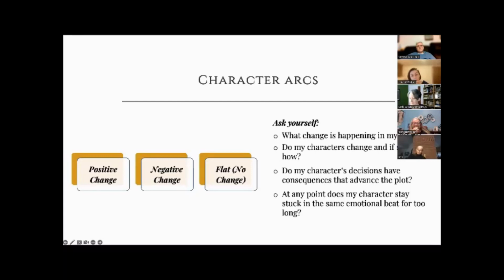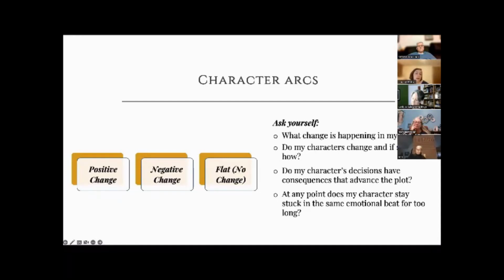The negative arc is the opposite of that. It's about failure. The character may not discover the truth that they seek, or the character may discover it and reject it. So the negative character arc is all about self-destruction.